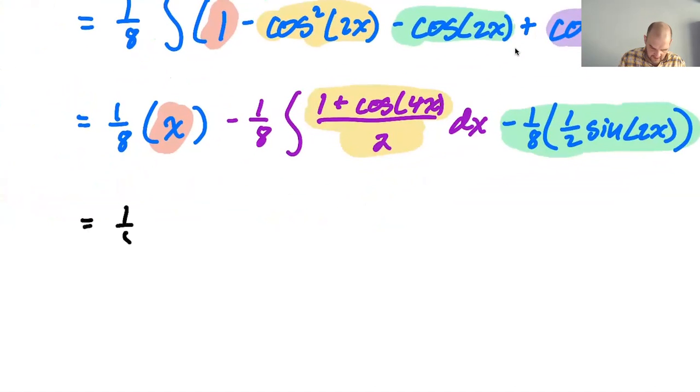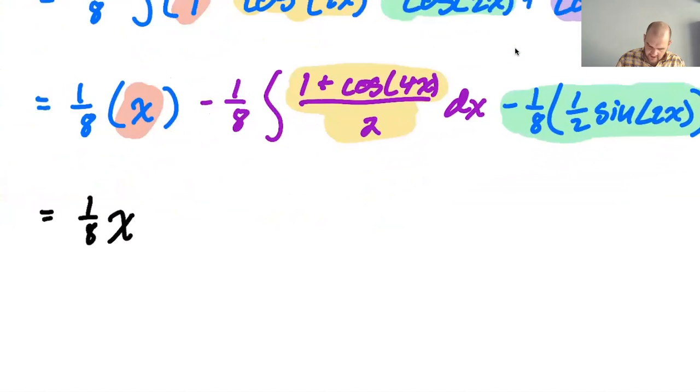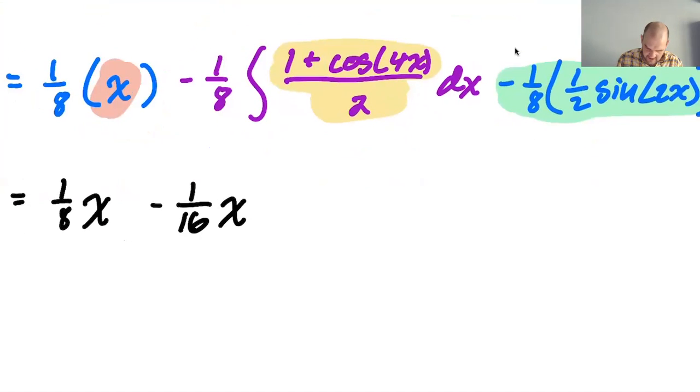I got 1/8 x. Now I got minus 1/16 x, because I'm just integrating as I go. So the 1/2, this 1/2 and this 1/8 gave me minus 1/8, and then I integrated 1 to get minus 1/16 x. Then I have minus 1/16. I'm going to pick up a 1/4, so that's 1 over 64. So minus 1 over 64 sine of 4x.